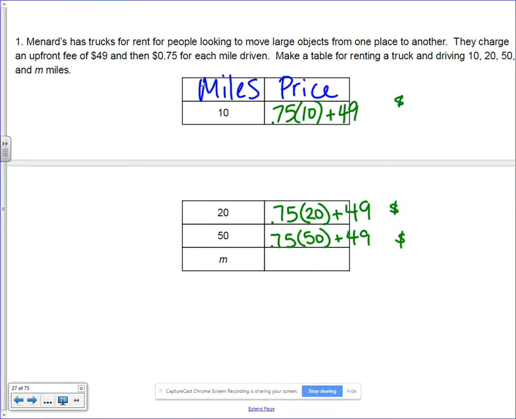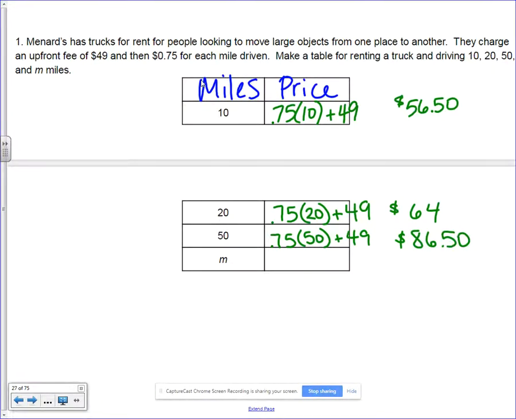Yep, should have decimals. All right, what are we paying for 10 miles? Anybody? Like that? How about for 20 miles? Even? And then for 50 miles?